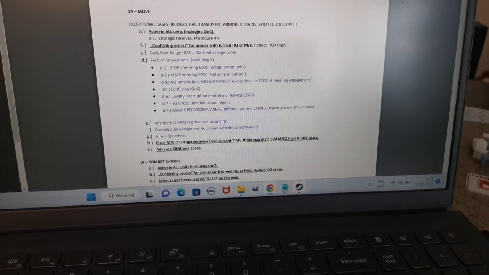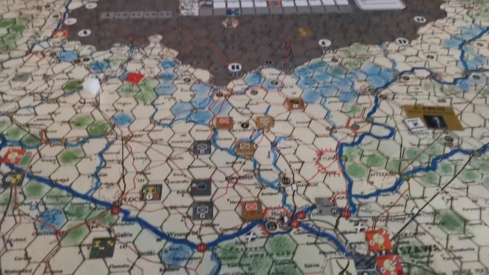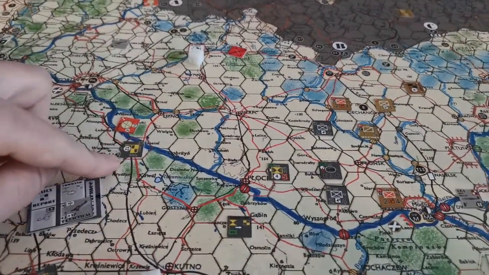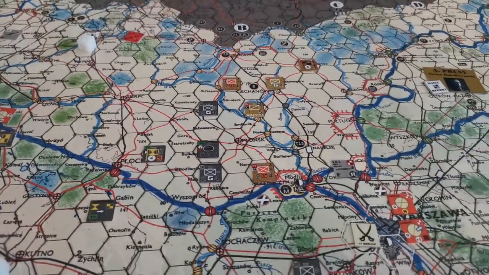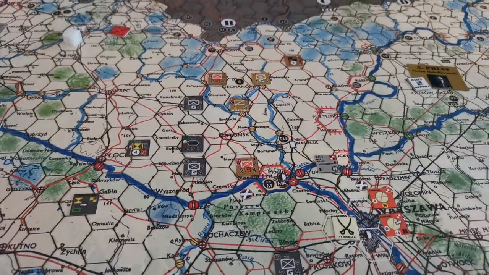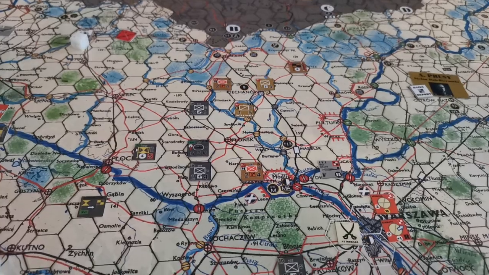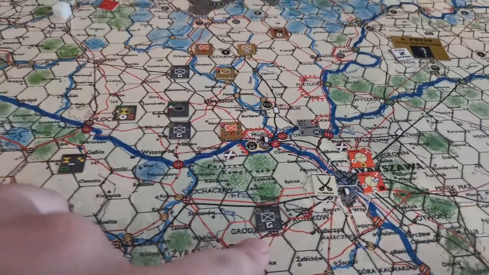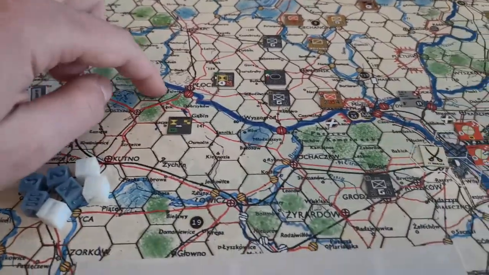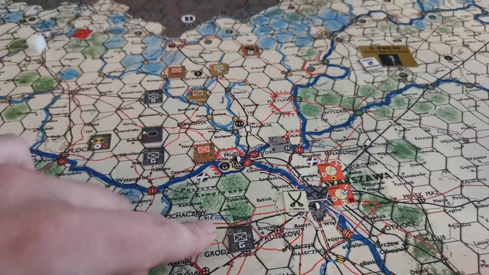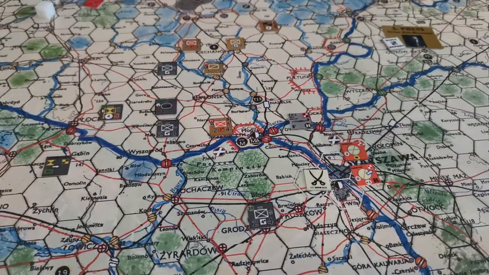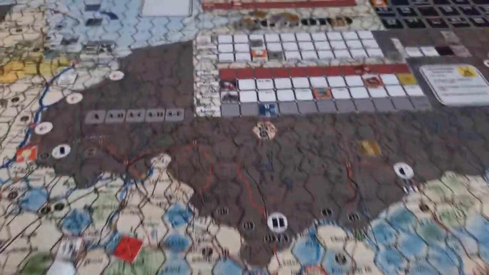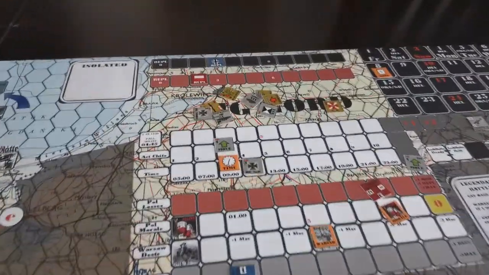So the first one is activate all units, including out of command. So 10th Army HQ is right there. Units, we have 4 units of 10th Army. And let's see if all of the units are in command. Those are for sure yes, and this one is probably not. Let's see. 1, 2, 3, 4, 5, 6, 7, 8, 9, 10, 11. It is, because our HQ range is shortened by 1 because of conflicting orders, which is in the next step.